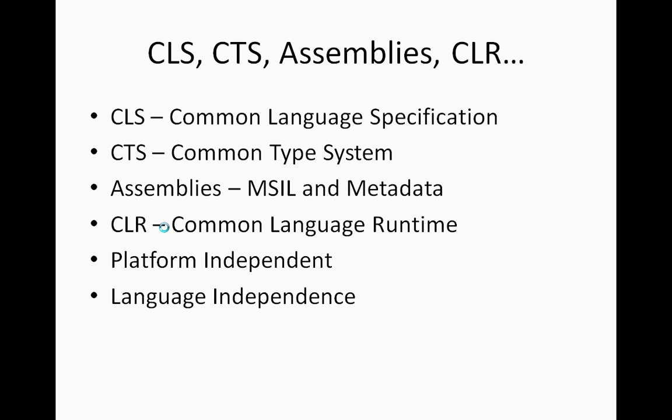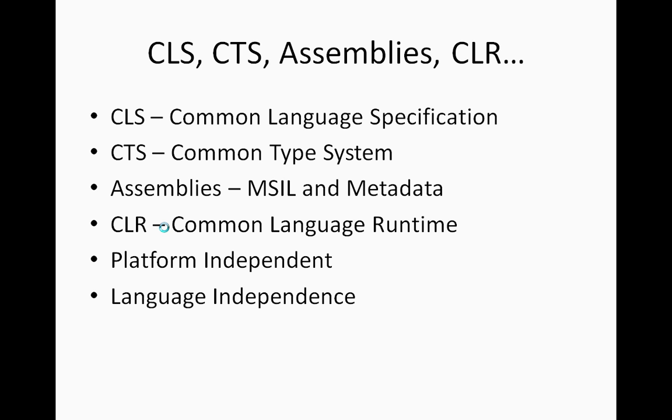So before going to the next slides, now we will try to understand the jargon we are trying to discuss in this slide now. The CLS, CTS, assemblies, CLR. All these combinations of terminologies basically achieve two important features: platform independence and language independence. So CLS is nothing but a set of rules delivered by the .NET framework, called the Common Language Specification, which means any .NET language that has to run on the .NET framework has to abide by the rules defined by the CLS. That is where the Common Language Specification comes into the picture.